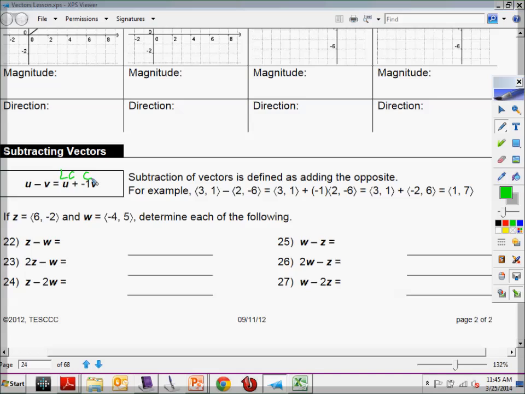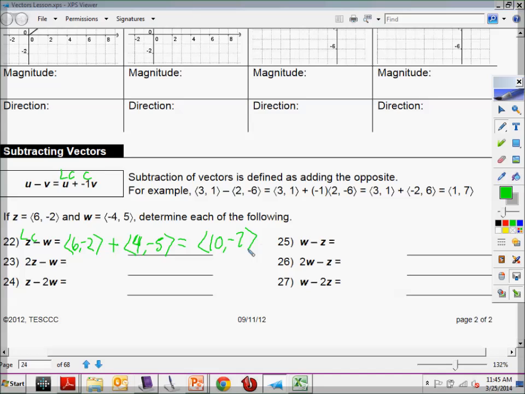So I'm going to leave z alone. z is still 6, -2. I'm going to change my operation, so it becomes addition, and change the signs of w. So instead of a -4, it's a +4, and this is a -5. Now it's just vector addition. So what's the resultant? 10, -7. Good?